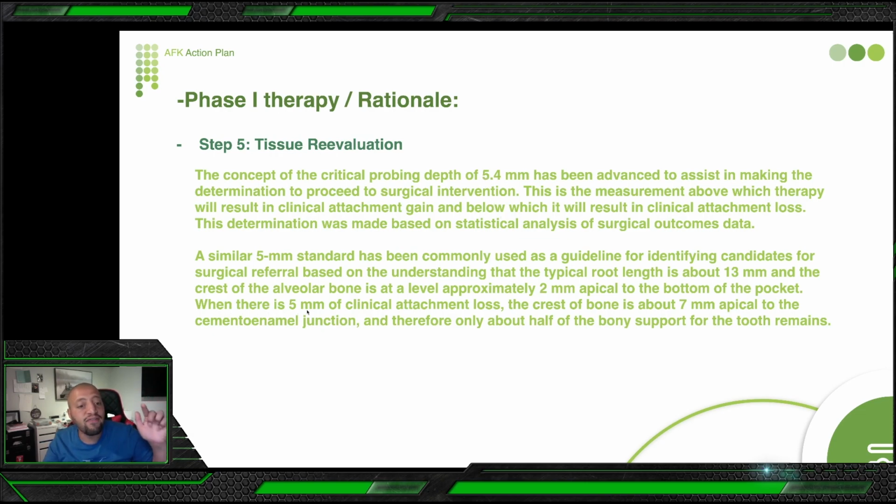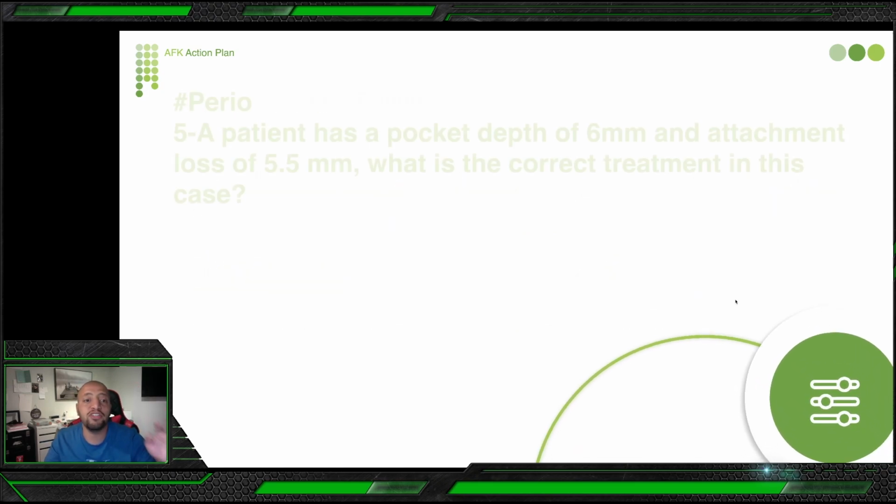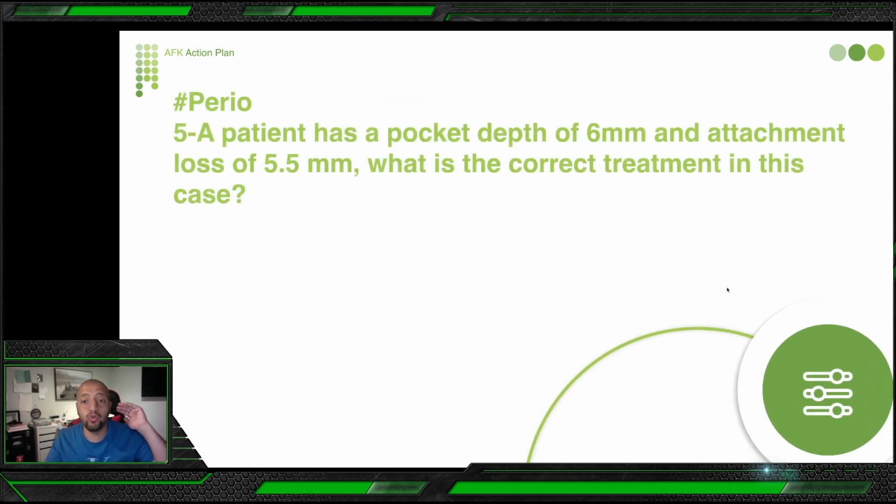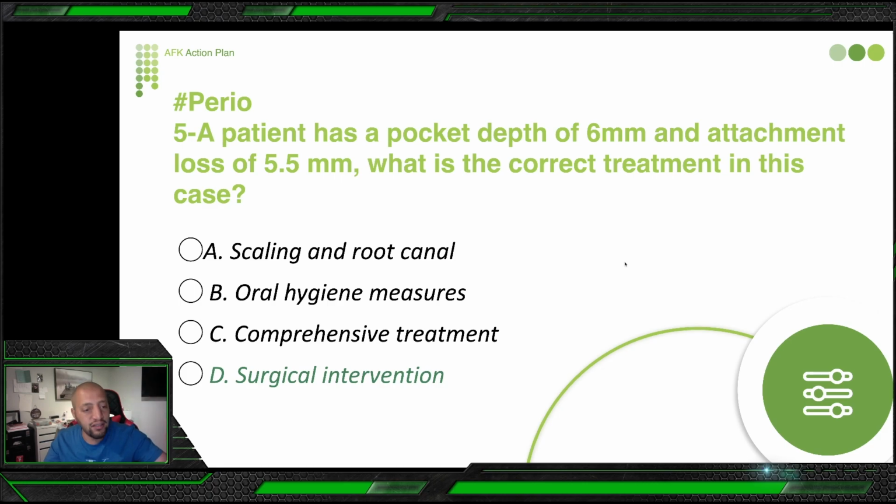So when there is 5 mm of clinical attachment loss, the crest of bone is about 7 mm apical to the cemento-enamel junction, and therefore only about half of the bony support for the tooth remains. So this condition cannot be treated by non-surgical intervention. In this condition, surgical intervention is the goal, and you need to do surgery to solve it.